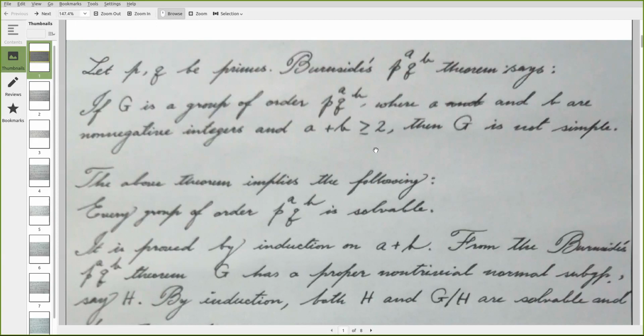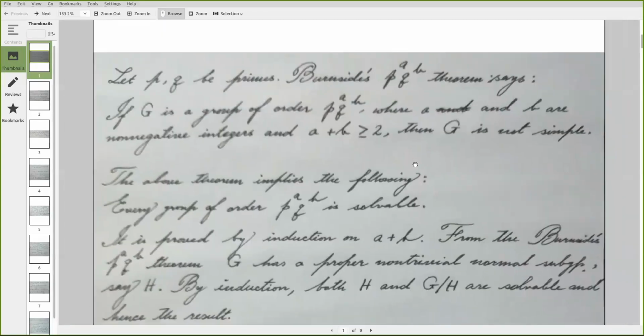So again, let me repeat, any group of order p to the power a, q to the power b, when a and b are non-negative integers with sum at least 2, cannot be simple. So this theorem, which is known as Burnside's p to the power a, q to the power b theorem, as I just said, has the following consequence.